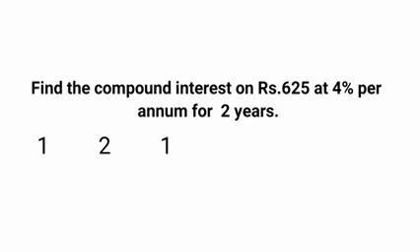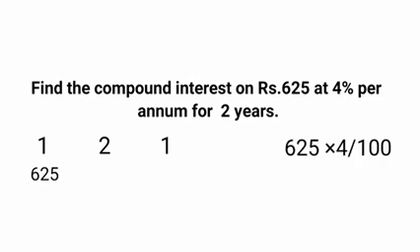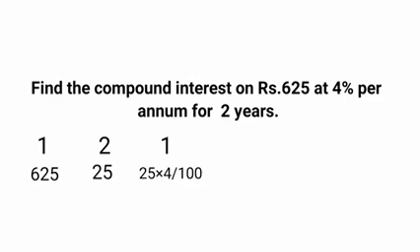Now below 1, you write the principal amount. Here the principal amount is 625 and the rate of interest is 4%. So take 4% of 625, that is 625 into 4 by 100. We can cancel out 4 and 100 25 times. 25 into 25 is 625. So you will get 25. Write it below 2. Now take 4% of 25, that is 25 into 4 by 100. 25 into 4 is 100. 100 by 100, you will get 1.